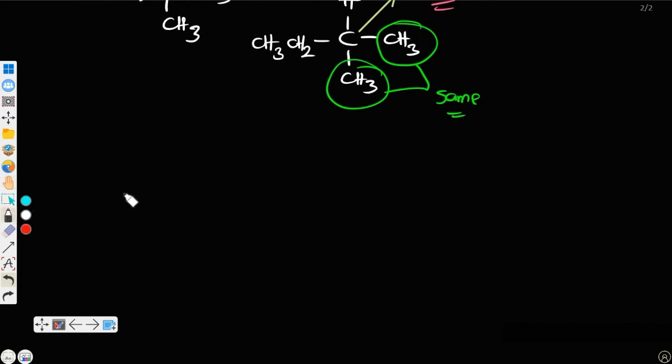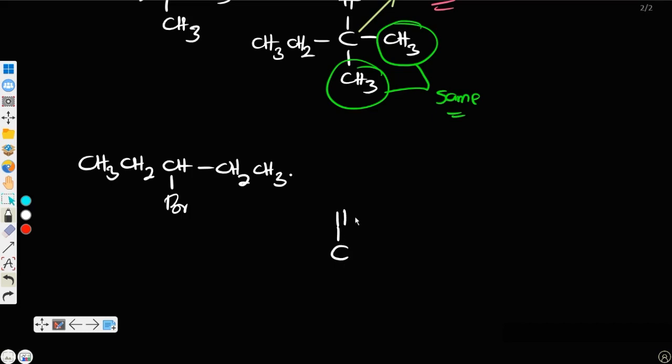The next one is CH3, CH2, CH, and then we have Br, and then we have CH2, CH3. Is it a chiral carbon? Does it have chiral carbons or not? Now look at it very well. You have this carbon center here.